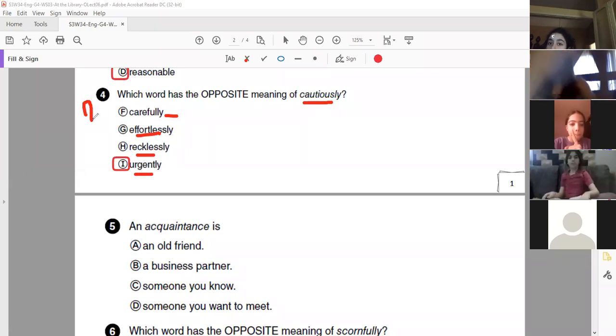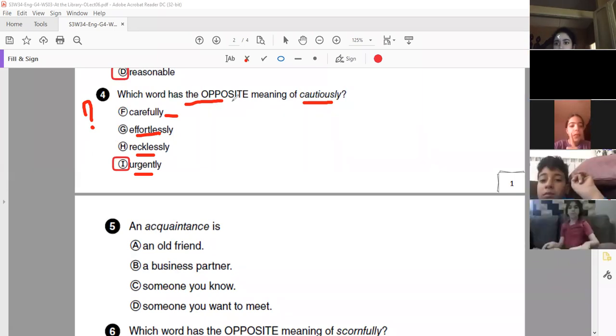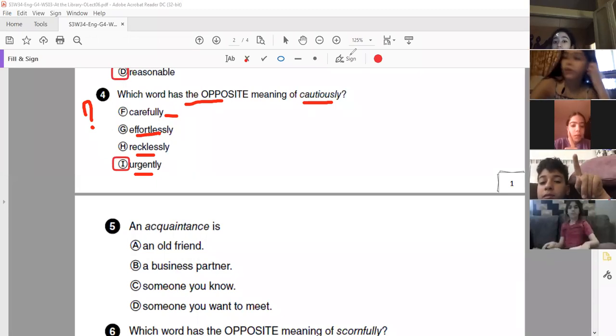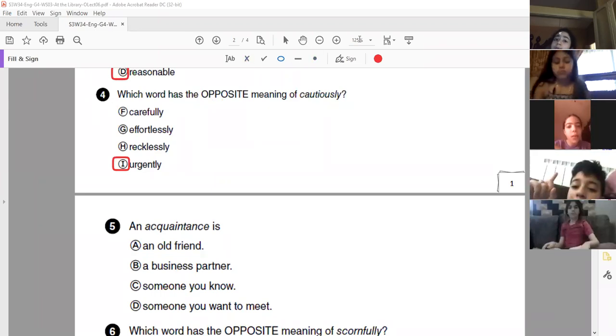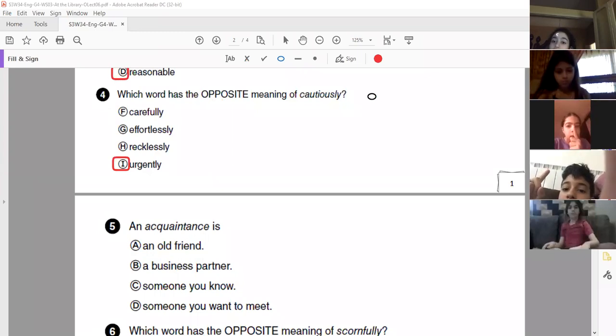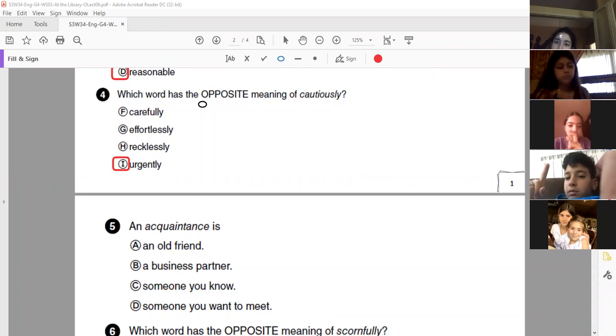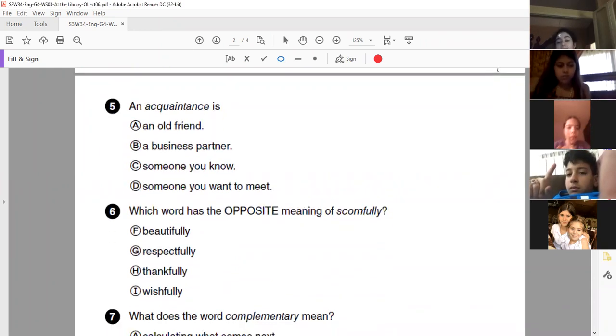Okay, I will check this one, okay? Maybe there's a problem here, like which word is not the opposite, or which word means cautiously. Miss, keep this one on hold. But did you make the worksheet? Yes, I get the worksheet from Wonders, Miss. Ah, Wonders. And they make the questions? Yes, and sometimes they make mistakes in the questions themselves. Let's move on to number 5.